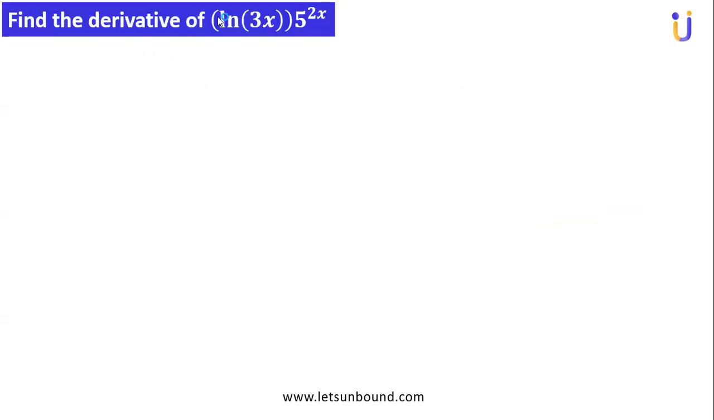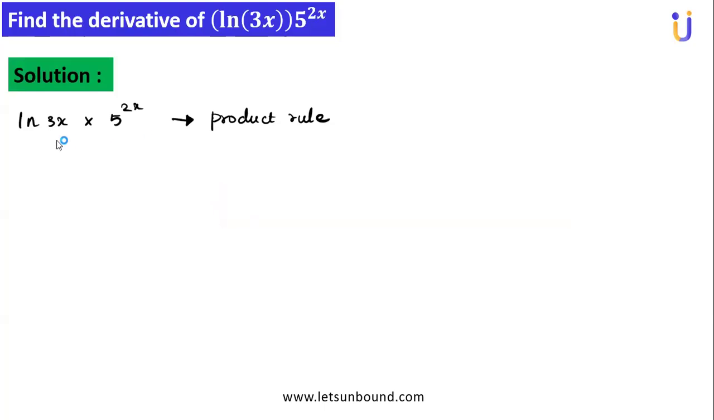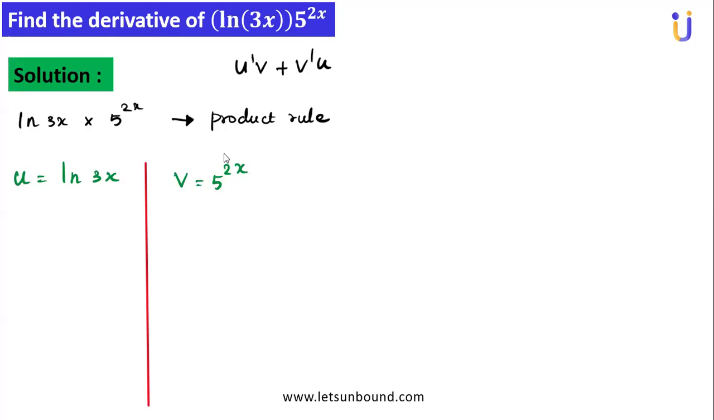Find the derivative of ln 3x into 5 power 2x. So I can clearly see two functions in a product, right? So ln 3x is your first function, so the product rule. We know the formula, it's u dash v plus v dash u. What is your u? It's your wish. I'm taking in order, ln 3x, and v is 5 power 2x.